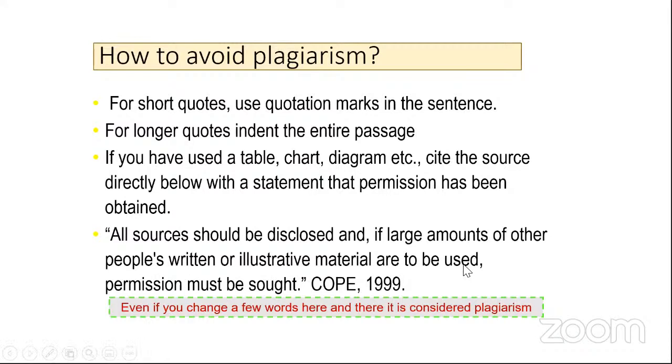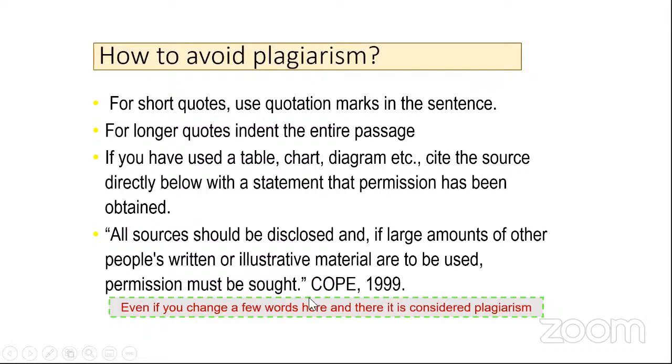What are the other ways of avoiding plagiarism? For short quotes, you can always use quotation marks in the sentence. If you have a longer one, you can mark the entire passage. If you have a chart, table, or diagram, cite the source directly below with a statement that permission was obtained from so and so, and that is how it is being published. We are not publishing without permission. So that's a simple way.